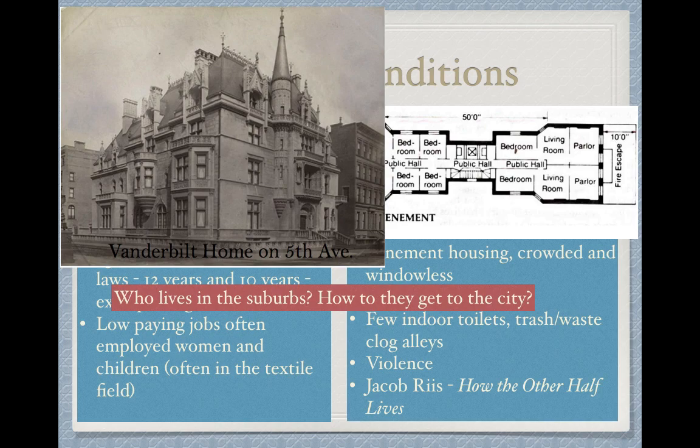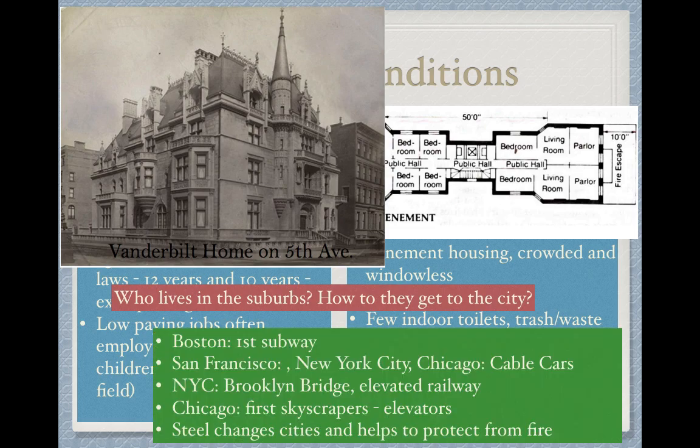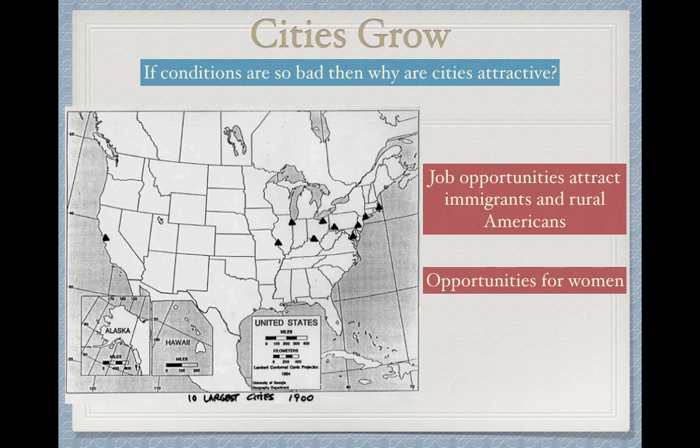In the suburbs, you tended to be wealthy. You got to the city because you could pay for transportation. Boston has the first subway. San Francisco, New York City, and Chicago, they will have cable cars. New York City will also have the Brooklyn Bridge and an elevated railway. Chicago will be home to the first skyscrapers made possible by elevators. Steel, which is used for all of these things, changes cities. It also protects from fire by replacing wood structures with steel structures you can build up.